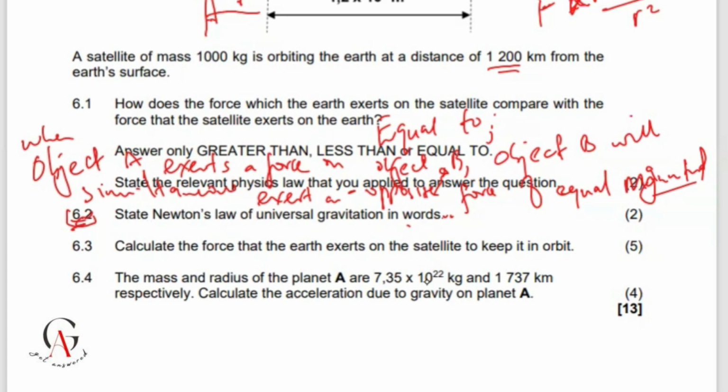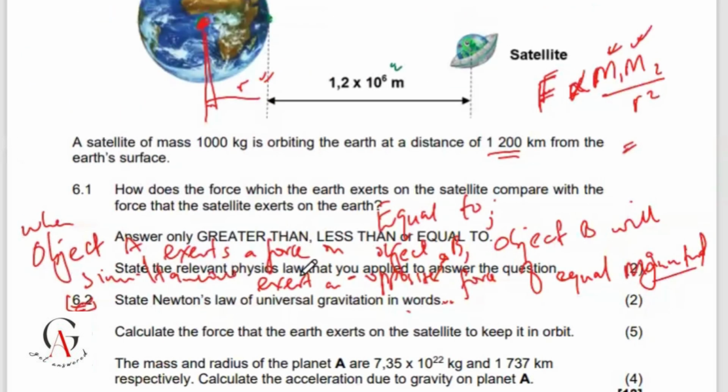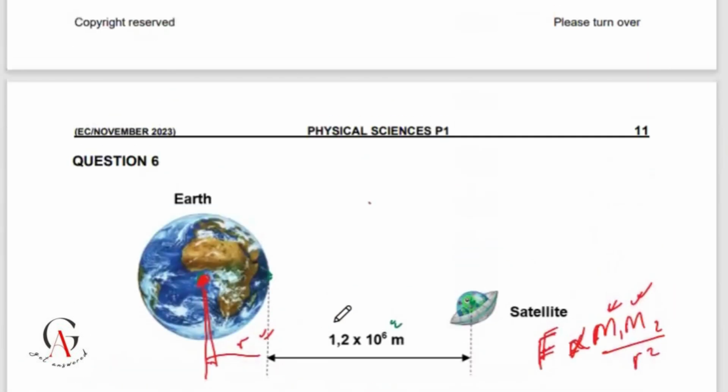So everybody in the universe exerts a force, or everybody in the universe attracts other bodies with a force that is directly proportional to the product of the masses and inversely proportional to the square of the distance between their centers. Then 6.3, they want us to calculate the force that the Earth exerts on the satellite. So I think that's where we're going to have to do the addition.